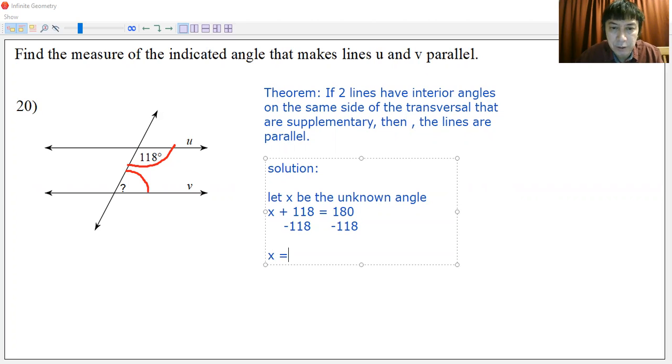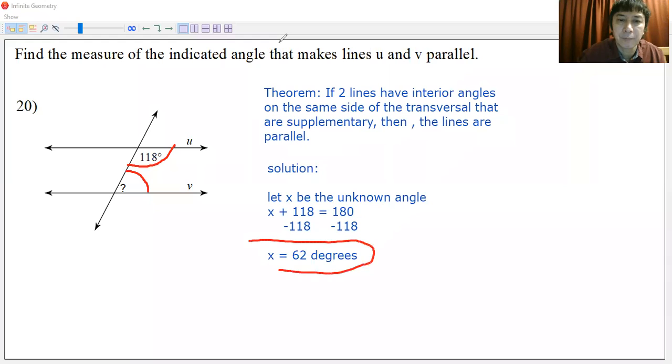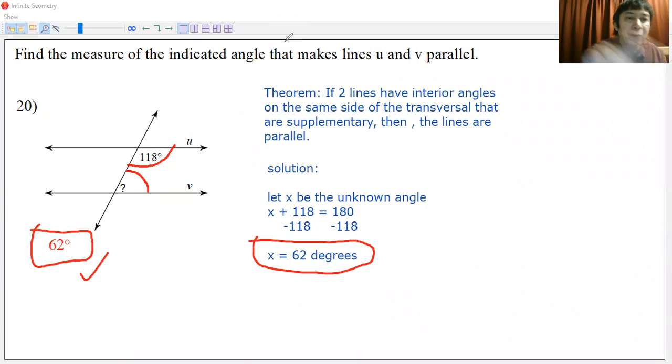And x is equal to 180 minus 118, that becomes 62. Okay, 62 degrees. That should be it. That's our angle. It is 62 as verified.